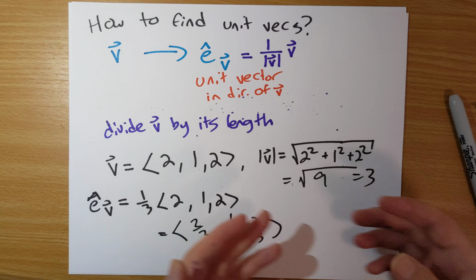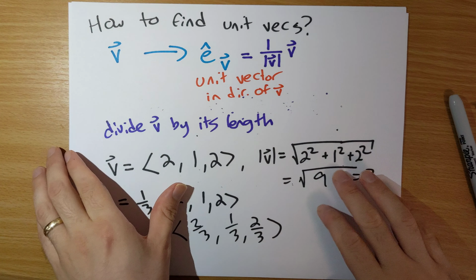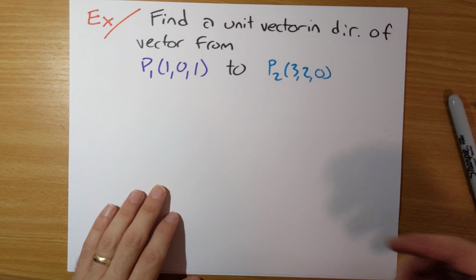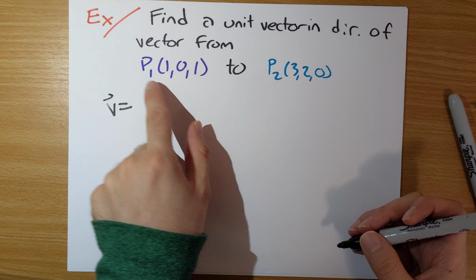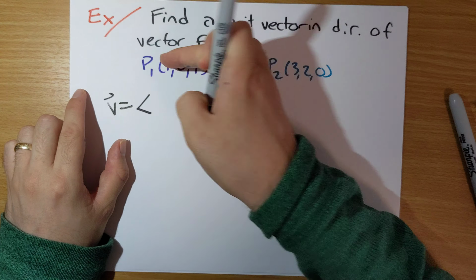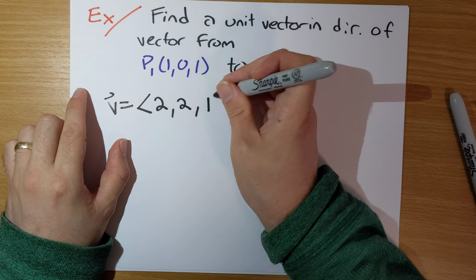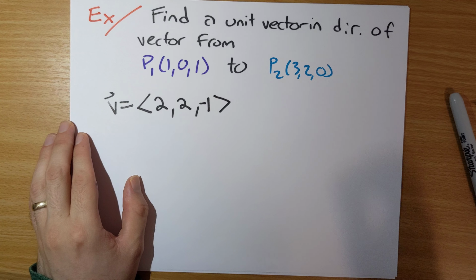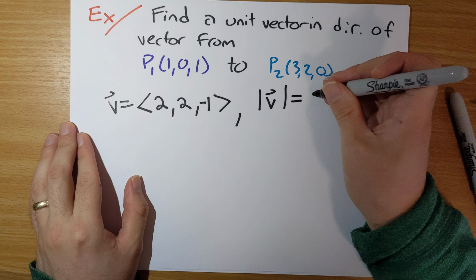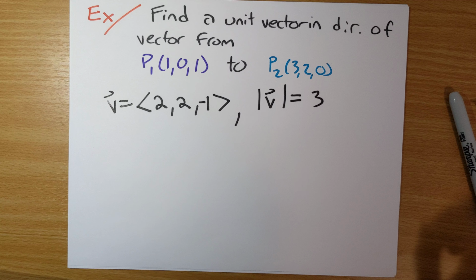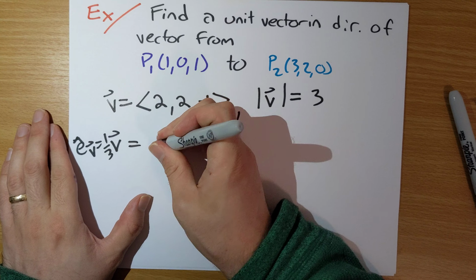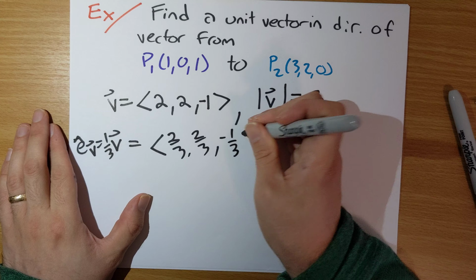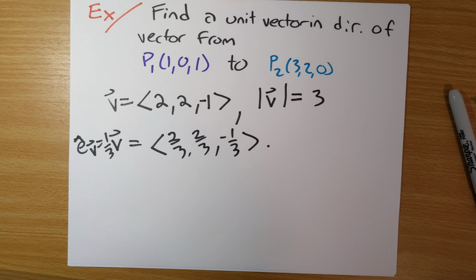So for any non-zero vector, I can ask you to find a unit vector in that direction. As an example of this, let's find the unit vector in the direction of the vector from P1, which is 1, 0, 1, to P2, which is 3, 2, 0. Let's just come up with a vector from 1, 0, 1 to 3, 2, 0. So 3 minus 1 is 2, 2 minus 0 is also 2, and then 0 minus 1 is, I need a negative sign there. I will skip the details and just say that it shouldn't be too hard to see that the magnitude, the length here, is 3. So E sub v is 1/3 times v, so 2/3, 2/3, negative 1/3. So that's how we can find unit vectors.